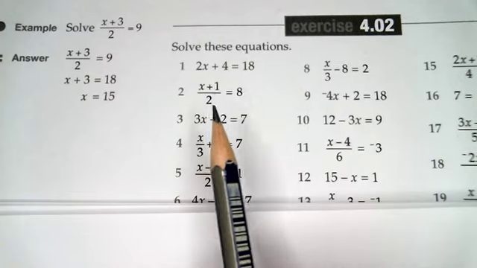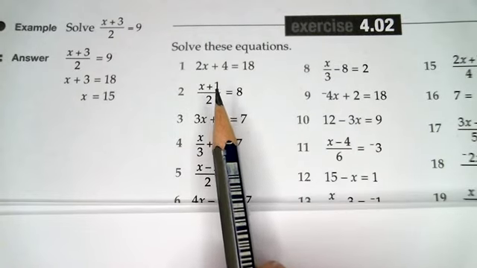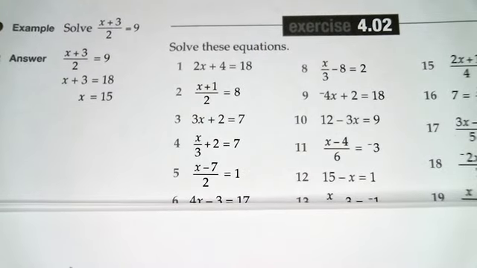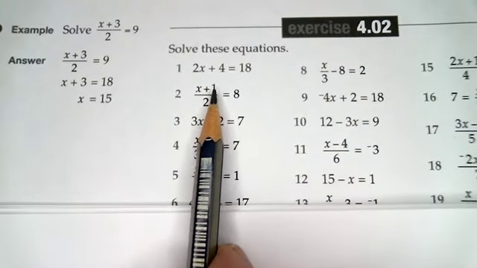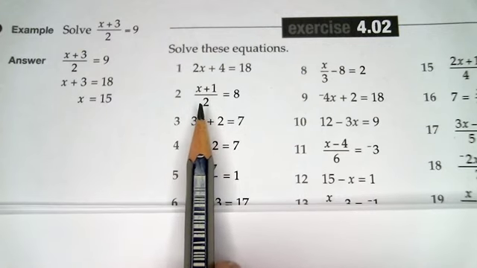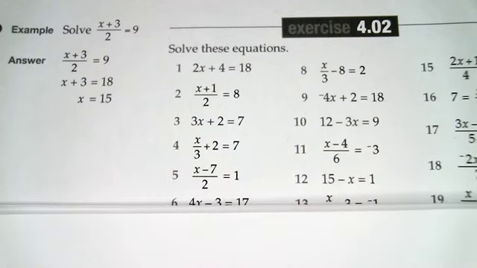But before we can undo the plus 1, we have to get rid of the divide by 2. Because the 1 is divided by the 2, but also the x is divided by the 2. So we want to get rid of the divide by 2 first. So let's have a look at that.